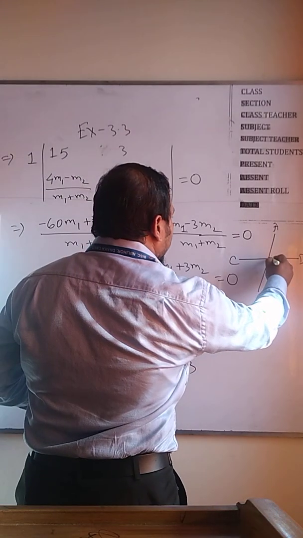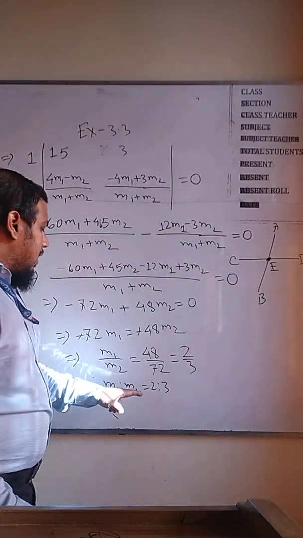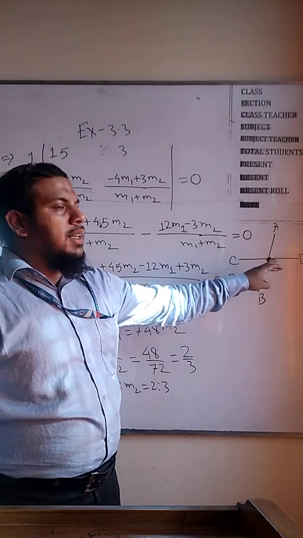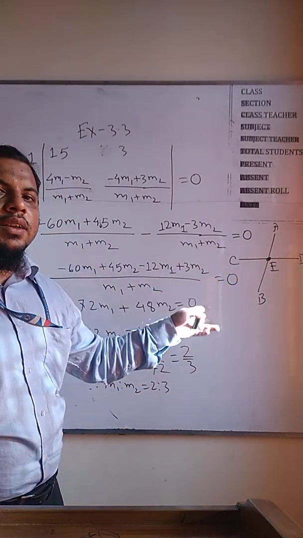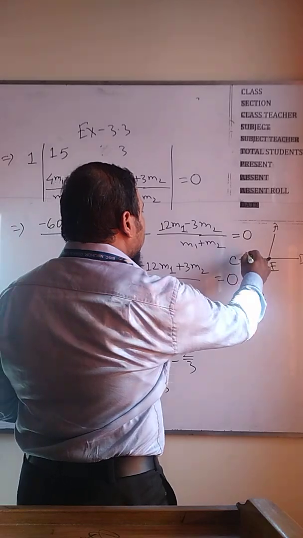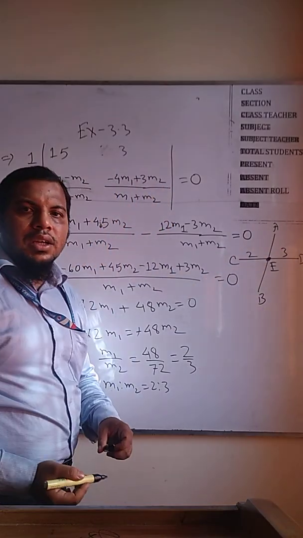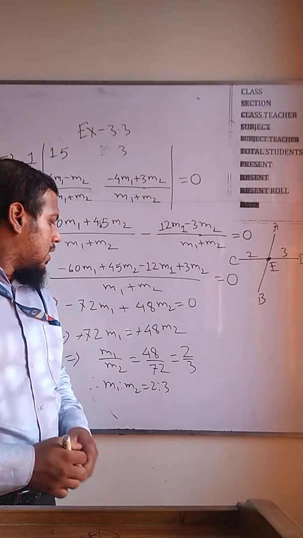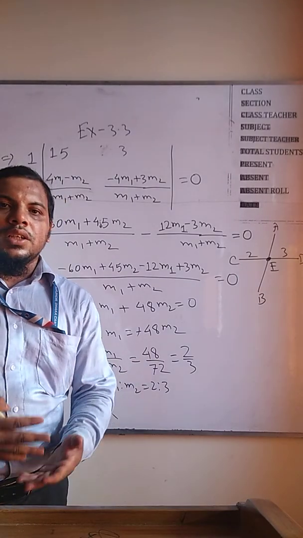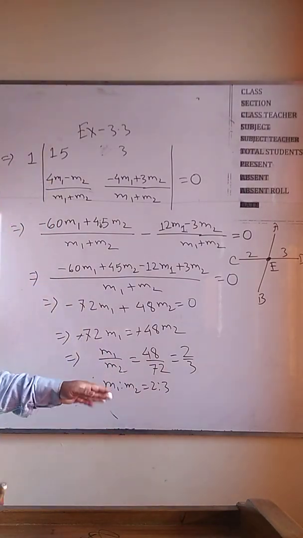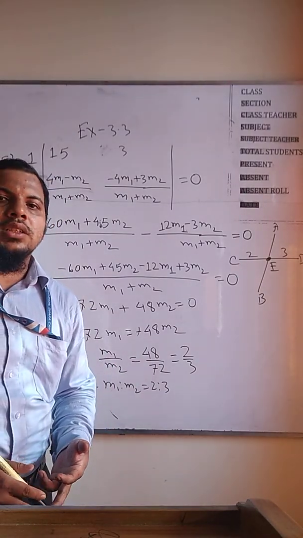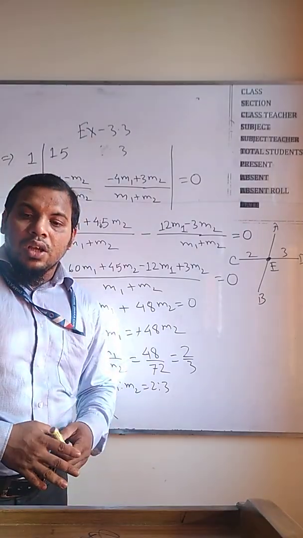So now we already get it. E divides the line segment CD, or AB divides the line segment CD, in the ratio of 2 is to 3. So it is the answer, and we successfully found it. AB divides the line segment CD in the ratio of 2 is to 3.